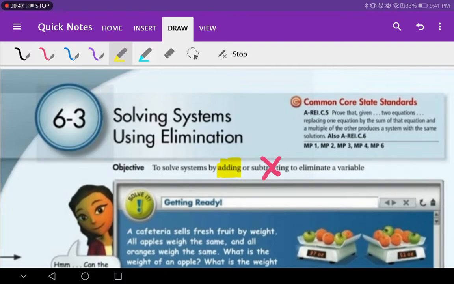Okay? Okay. Previously in 6-2, we solved systems by using substitution. Here we have to use elimination. And elimination means remove. Remove what? We have two variables in the system. We have to remove one, to make the equation solvable.